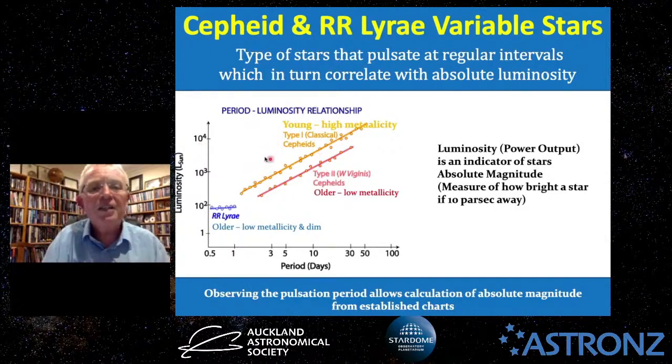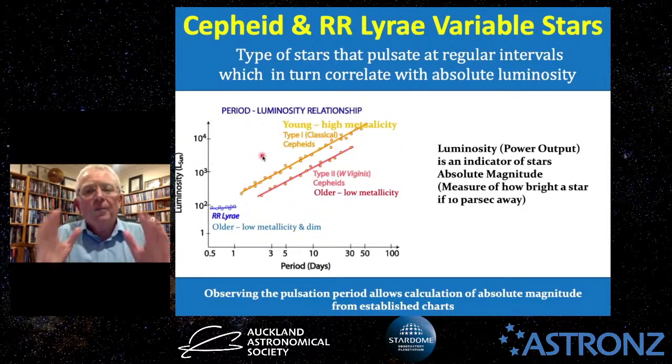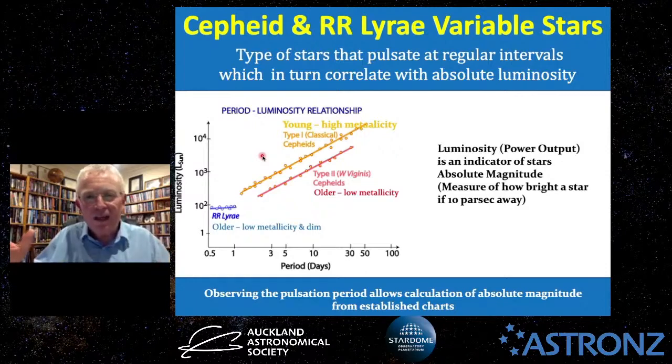Here are the Cepheids, and the Cepheids come in 2 types. Type 1, which are relatively young stars, high metallicity. High metallicity means, in astronomy, the composition of stars: you've got hydrogen and helium, and elements heavier than that, lithium and carbon and so on, and iron, are all called metals. Anything heavier than iron and helium.